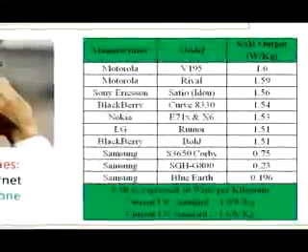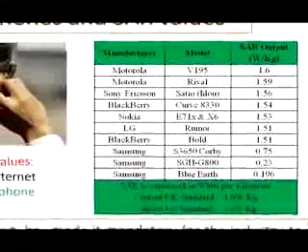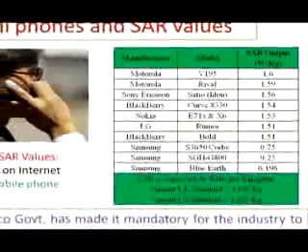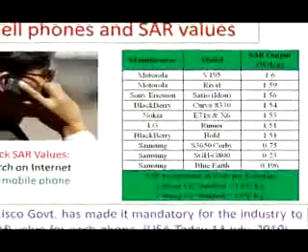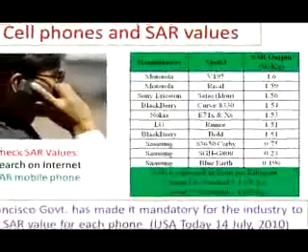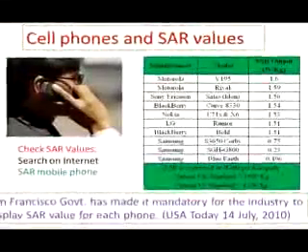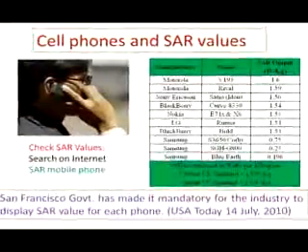1.6 watt per kg is the maximum, which multiplied by 6 comes to 9.6, roughly 10. So if the SAR value is 1.25, that means you can use it for roughly 8 minutes. If the SAR is 1, then you can use it for roughly 10 minutes as a safe limit.